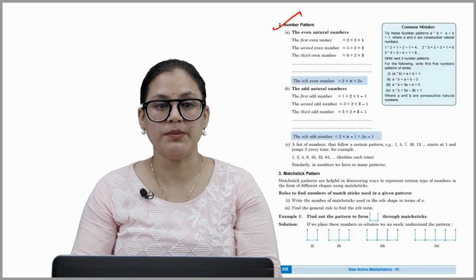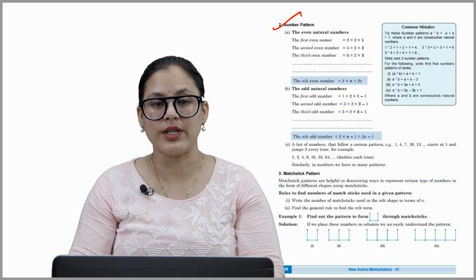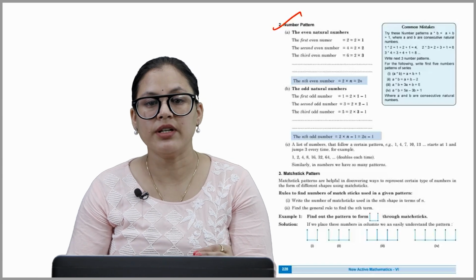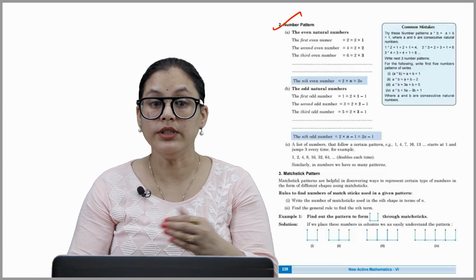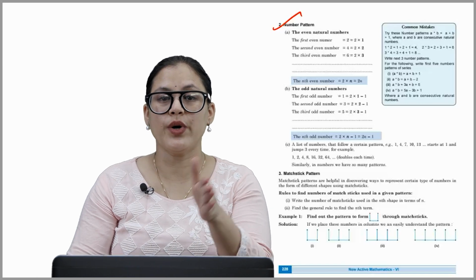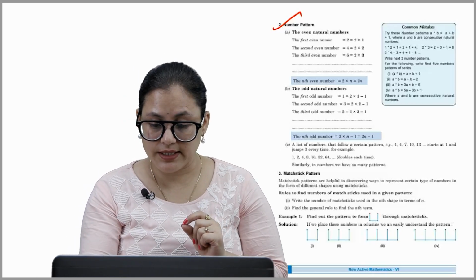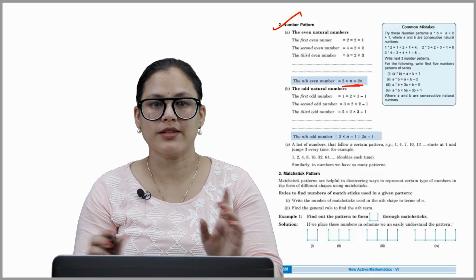Number 2 is number patterns. A, the even natural numbers. The first even number is 2, that is 2 into 1. The second even number is 2 into 2. The third even number is 2 into 3. And the fourth even number is 2 into 4, right? And the nth even number is 2 into n, that is 2n.